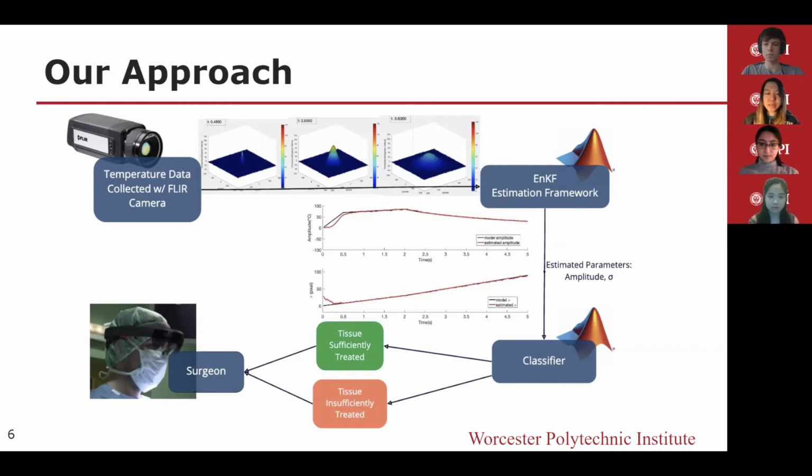Then the estimated parameters are passed to the classifier, which uses machine learning models to distinguish if the tissue is sufficiently treated. Finally, the state will be returned back to the surgeon to help judge the completion of the treatment. To prove that this approach can work, we have verified it with simulated temperature data, which means that this project is still in early stage. The future steps of this project will require the verification with experimental temperature data.